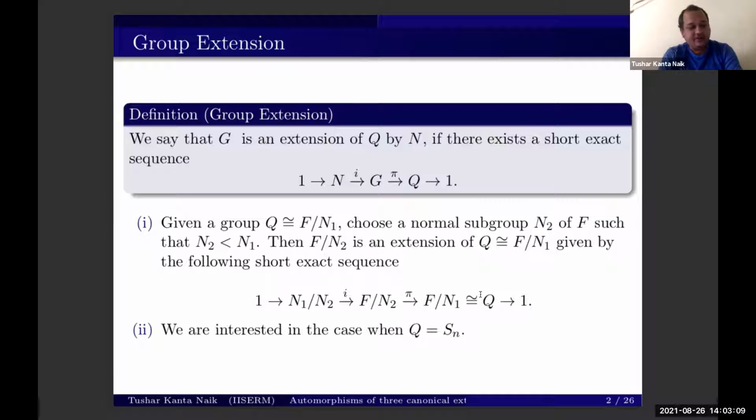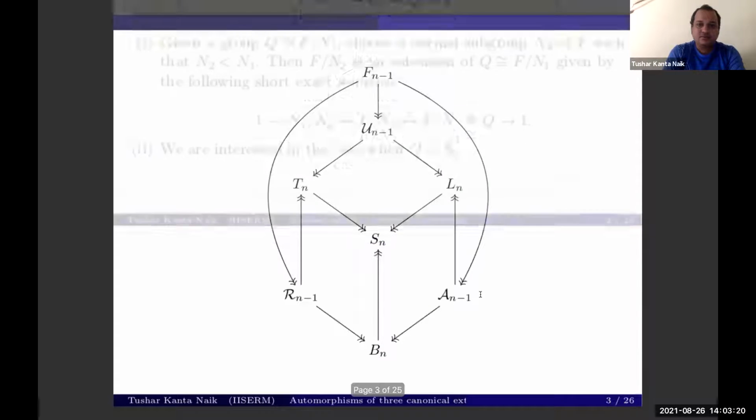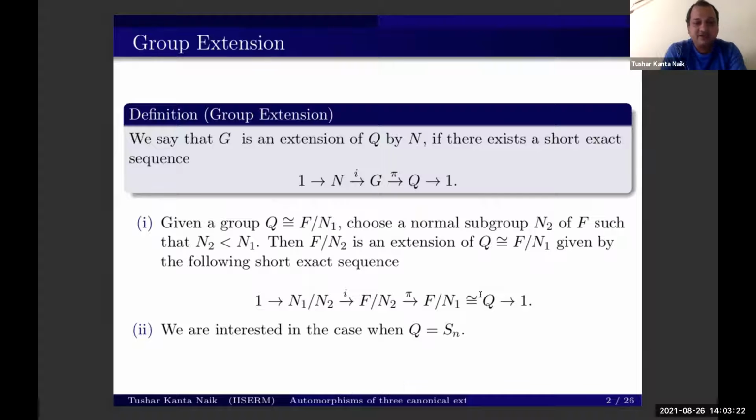Usually speaking, what we are doing here is removing some relations from F by N2 to obtain F by N1. With this, our main interest is the case when Q equals Sn, the symmetric group on n letters. For that, we have a nice understanding of the quotient presentation for Sn, and from there we will remove some relations and see what well-known groups we can achieve.